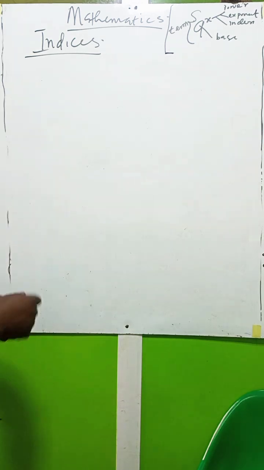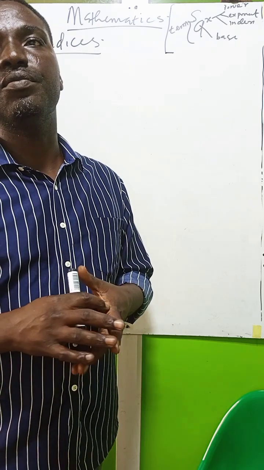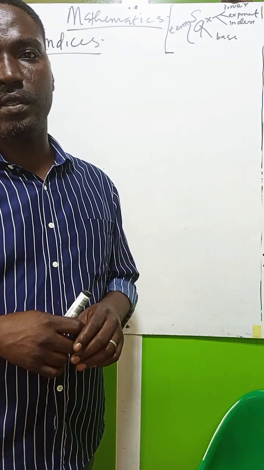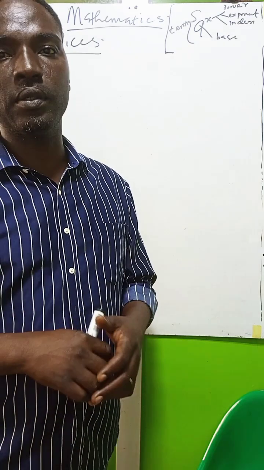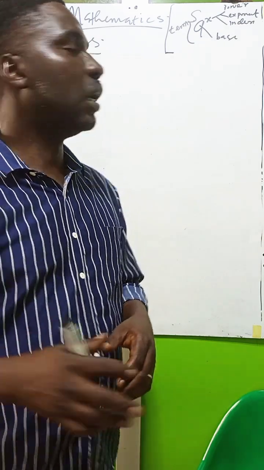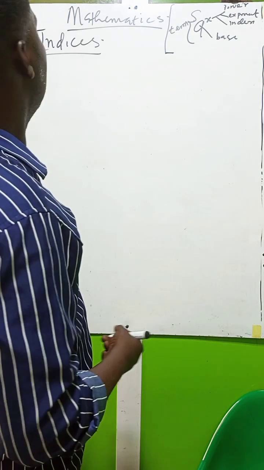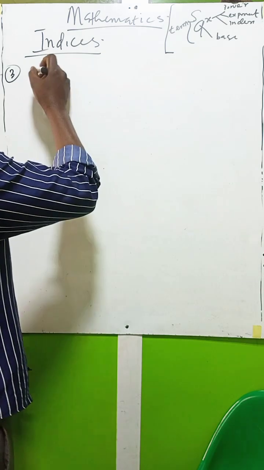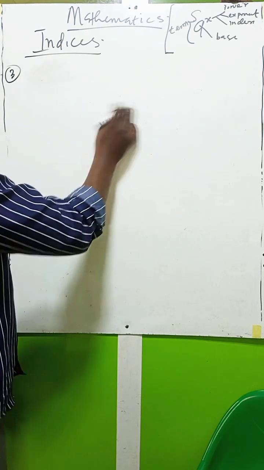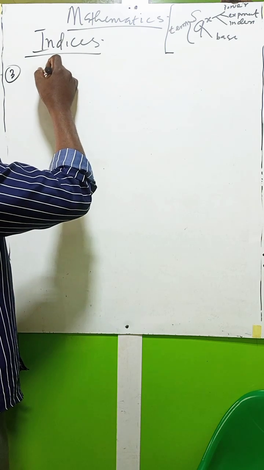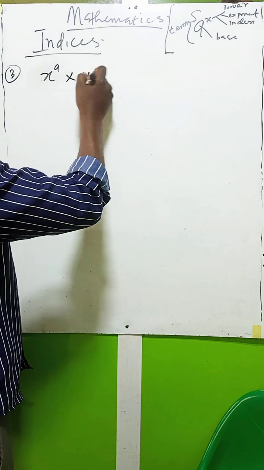Now, let's see the third law. For instance, we have two different bases operating on each other, but with the same powers. How do we go about that? Now, look at the board. Let's call it law 3. For instance, we have x raised to the power a times y raised to the power a.